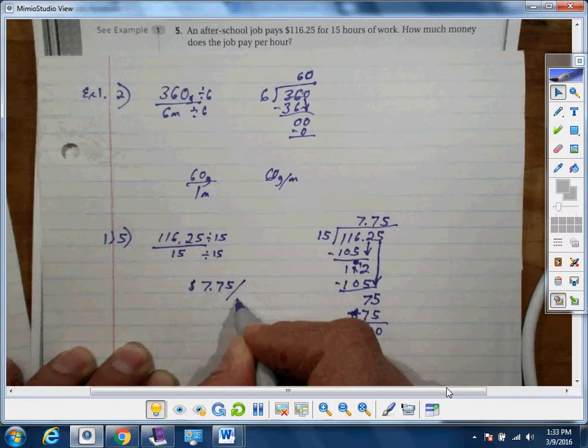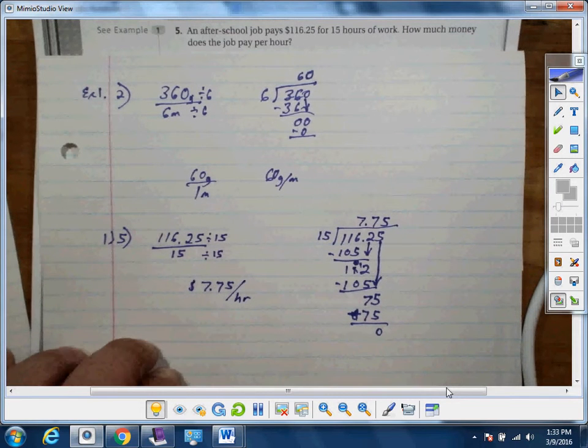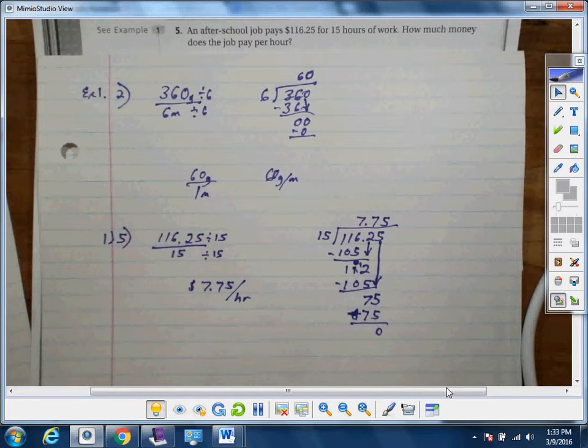$7.75 in an hour. So they're actually paying you minimum wage, which is good because that's what you're supposed to be paid if you're working. Unless you're a waitress or a waiter, and then you make lower than that, but you get tips. So you better be good at your job or you're going to make a little bit of money. Then you're a fool to work for them.